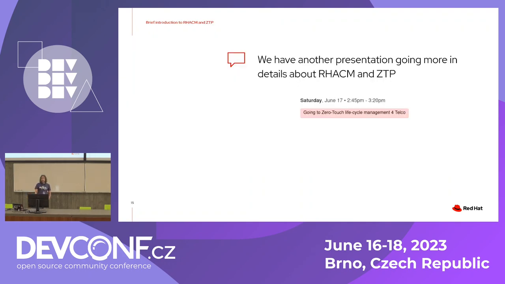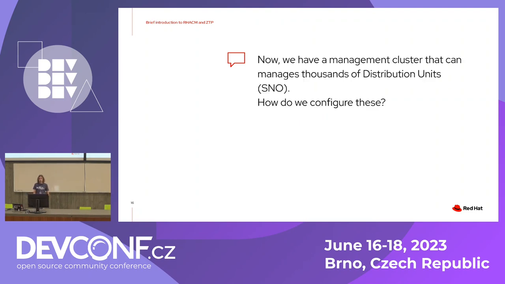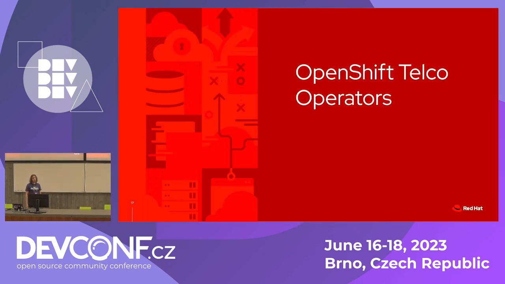I won't go into details here because right after this talk, I have another one where I'm going to go further into how we work in this management cluster. But okay, let's say that we have this management cluster with thousands of distribution units, and now how do we configure them? Because we said at the beginning that the telco world is different. So we have OpenShift telco operators. That is what we configure on day one.